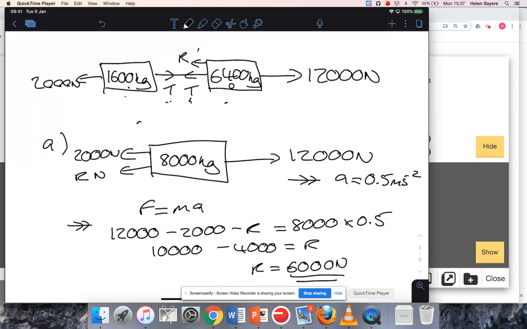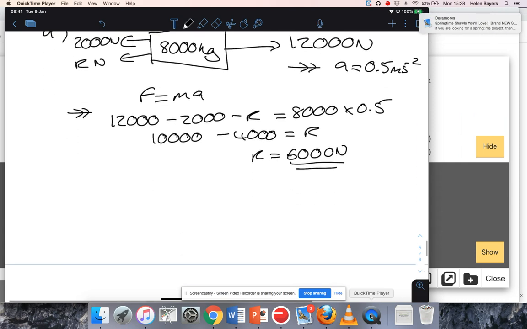So I could look at the carriage or the engine. I'm going to look at the carriage just because that's got fewer forces on it. If I look at the engine, I've got to consider three forces, plus if my value of R is incorrect, that's going to then follow through. So either would work, but I'm going to look at the carriage.